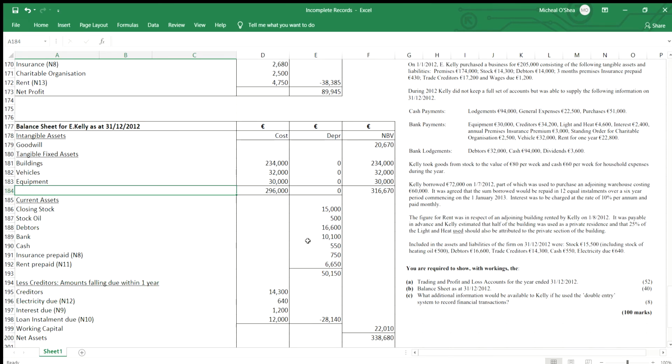From the question, we're given most of these here. Stock, so my closing stock was 15,000. I also had 500 stock for heating oil there. If you want, you can include them together as 15,500. Debtors is given as 16,600, bottom of the question. Let's plug that in there. Bank is 10,100. Well, where am I getting bank from?